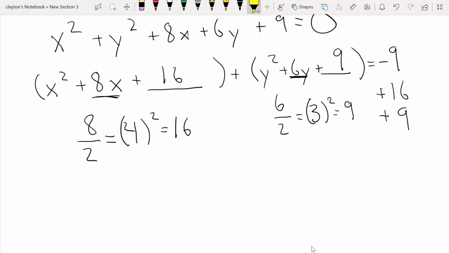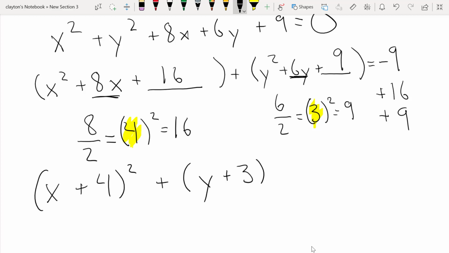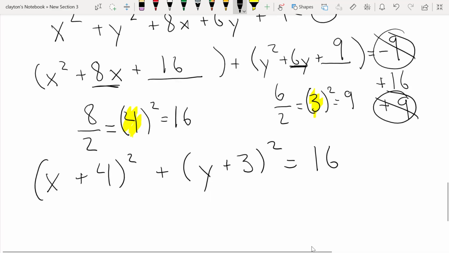I'm going to highlight these. This is what's going to help us put it into perfect square format, these values when we divide by 2. And so now I have x plus 4 squared plus y plus 3, so notice those two highlighted numbers there, squared, is equal to, well, I have a plus 9 and a minus 9. Those are going away, equals 16.